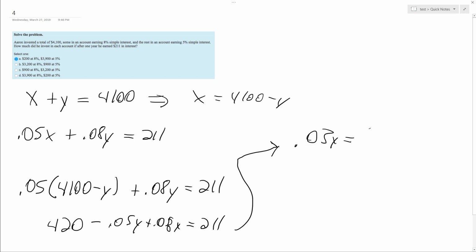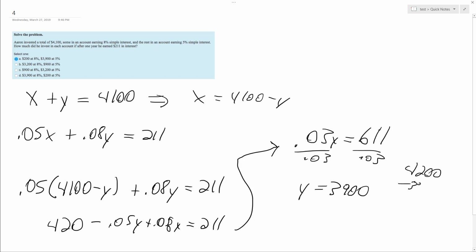0.03y equals 611. Divide 3 by 0.03, we end up with y equal to 3,900. And all we have to do now is just take 4,200 minus that, and we end up with $200. So, $3,900 at 5%, $200 at 8%, that's it.